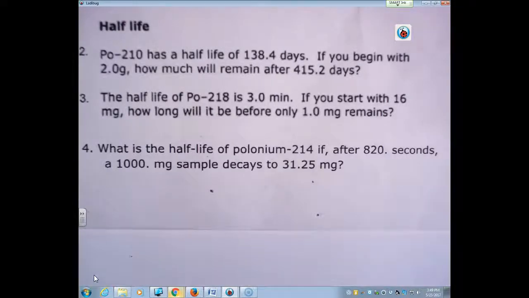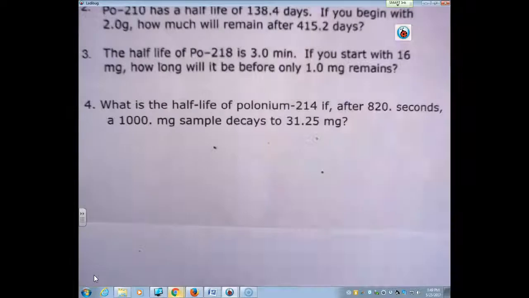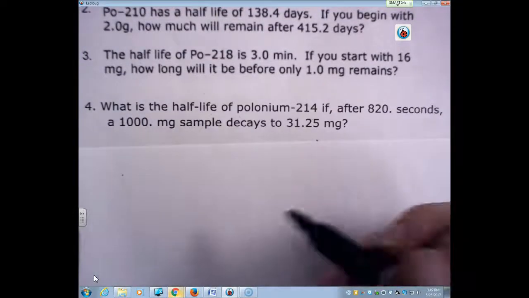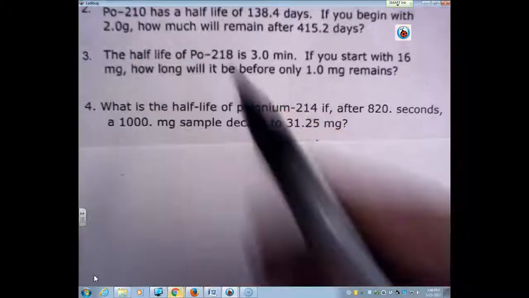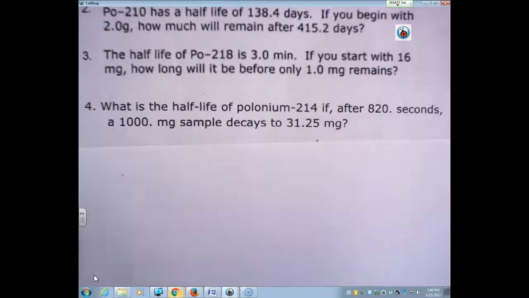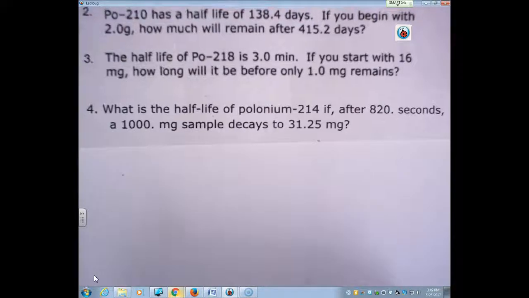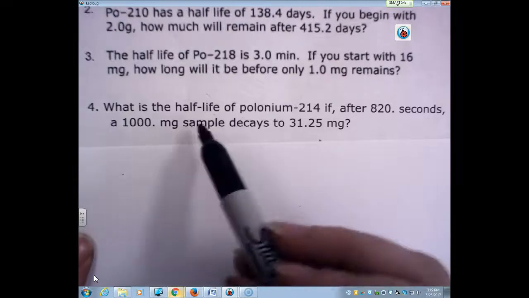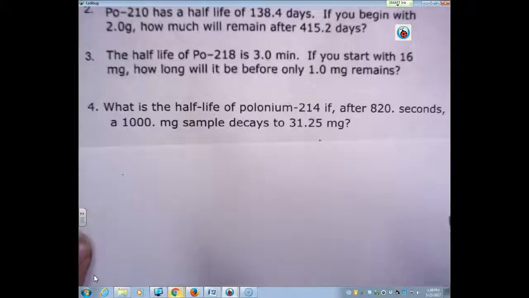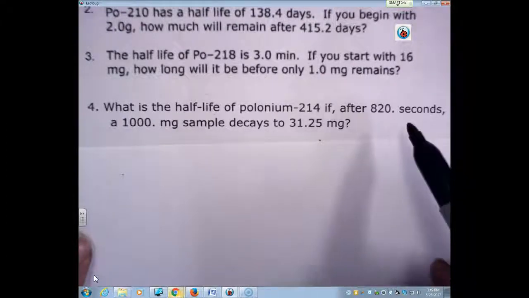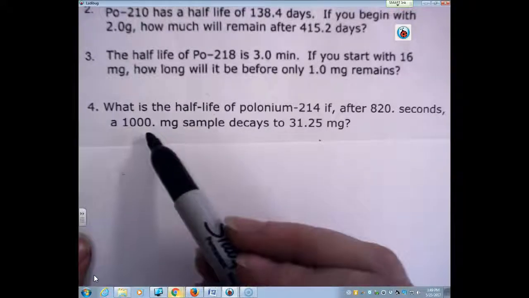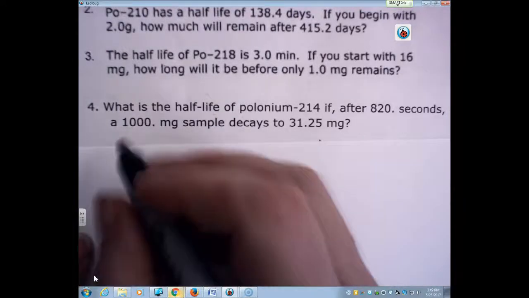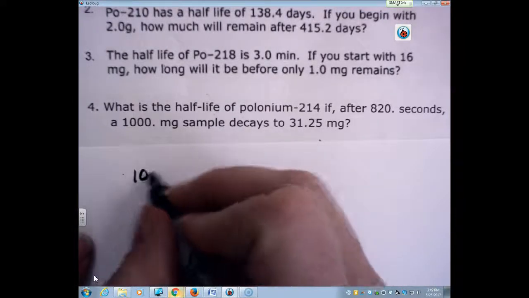Then, with number 4, we have yet another isotope of polonium. And in this case, we have fewer protons than we had in number 3, but more than we had in number 2. All right, in this particular one, again, this time they want to know what the half-life is. They give us the total amount of time, they give us a starting amount, and they give us an end amount. So we're going to use the starting and end amounts to figure out how many half-lives have gone by.